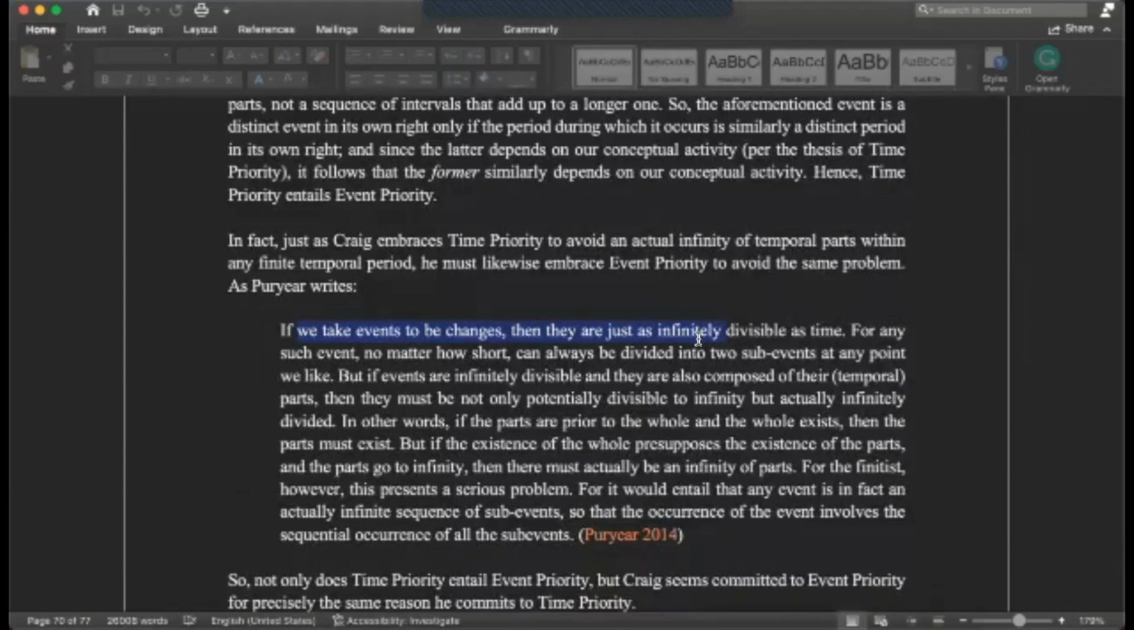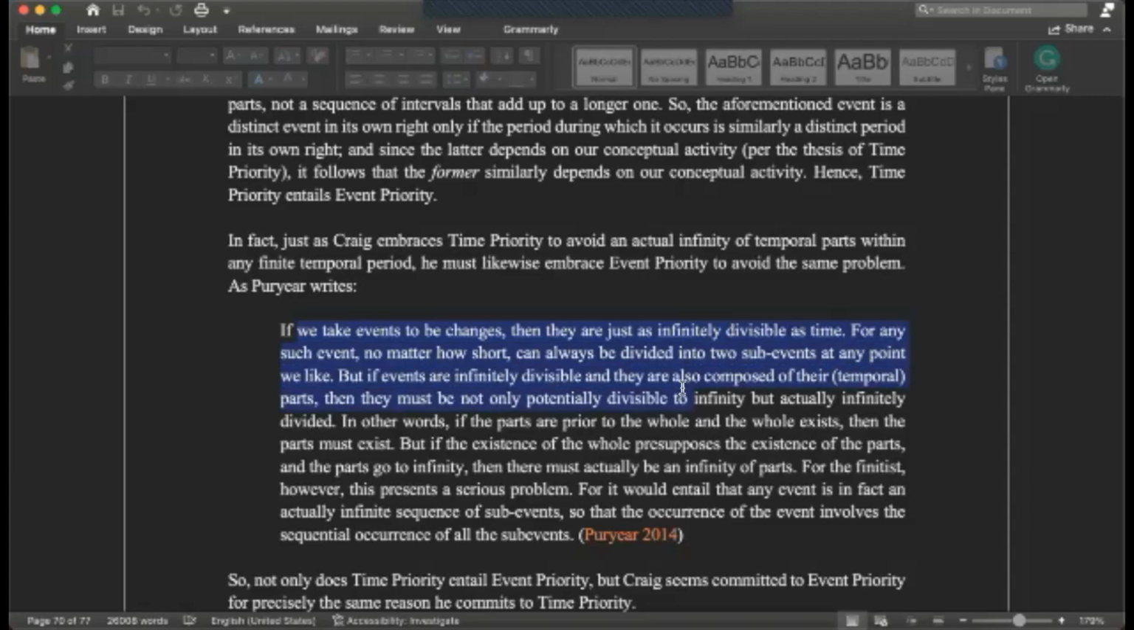But if events are infinitely divisible and they are also composed of their temporal parts, then they must be not only potentially divisible to infinity, but actually infinitely divided. In other words, if the parts are prior to the whole and the whole exists, then the parts must exist. But if the existence of the whole presupposes the existence of the parts and the parts go to infinity, then there must actually be an infinity of parts.